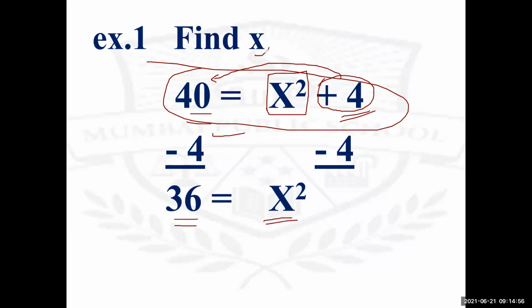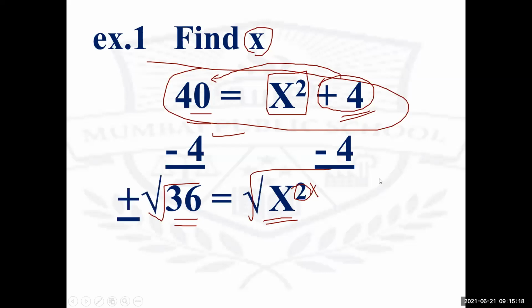Now you want the value of x, you don't want the value of x square, so you need to remove the square. You need to take the square root on both sides. For square root, you get two answers. Understood? So that is plus or minus 6.